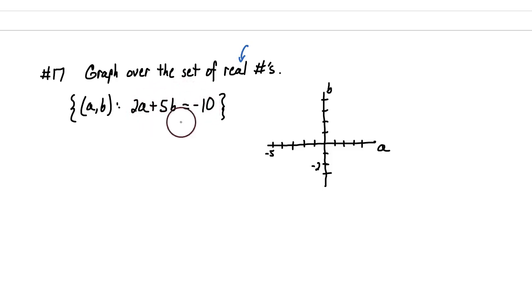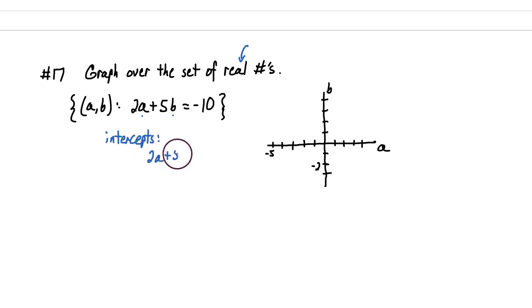We know different ways to graph this. We could make a table with some ordered pairs. We could put this in slope-intercept form, or we could use intercepts method. I'm going to choose intercepts method. We're used to finding the x-intercept and the y-intercept. It's just this time we have the a-intercept and the b-intercept. So let's get our intercepts.